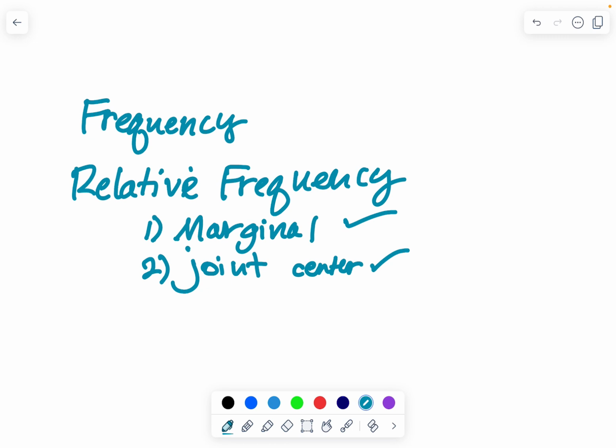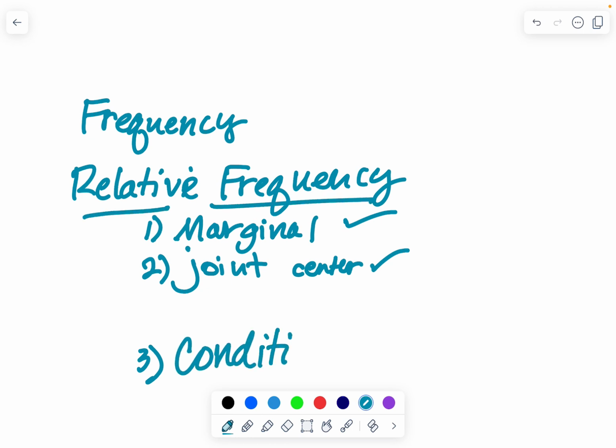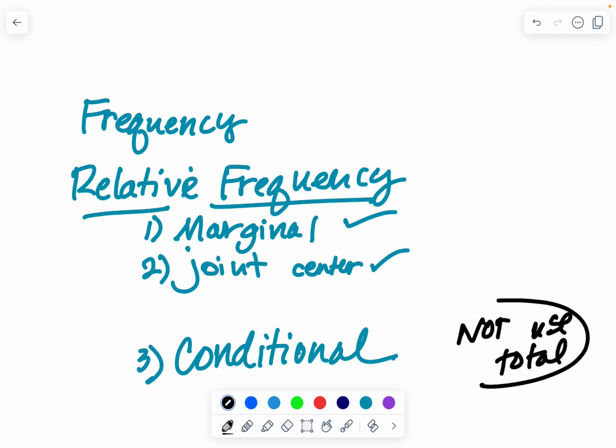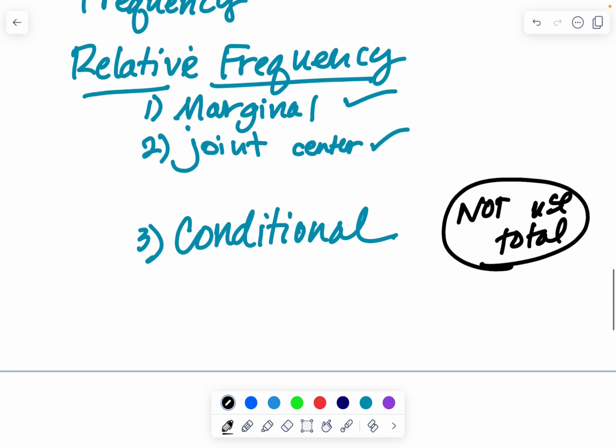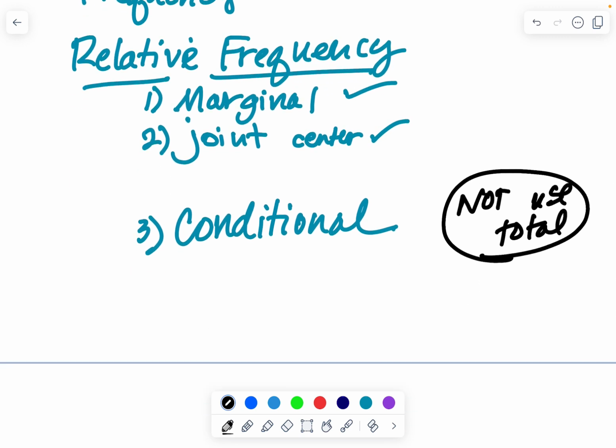And then another type that I'm going to kind of physically separate from those two, another type of relative frequency, is called a conditional relative frequency. A conditional relative frequency does not use the total. Conditional relative frequencies are joint numbers divided by the marginal numbers.